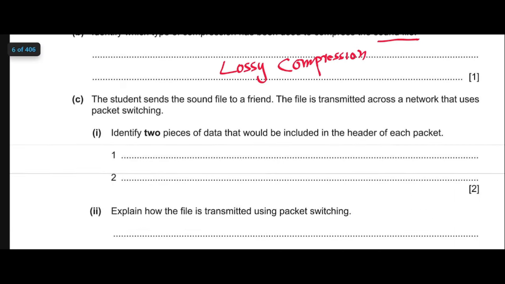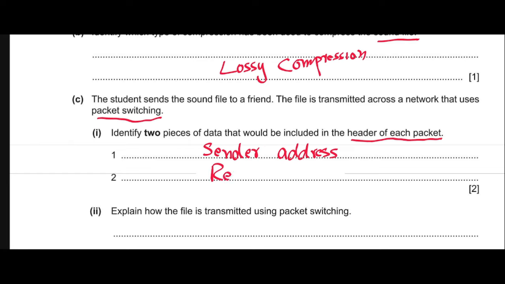Next question is, the student sends the sound file to a friend. The file is transmitted across a network that uses packet switching. Okay, so now we have moved to packet switching. Identify two pieces of data that would be included in the header of each packet. Okay, so in the header, we usually have the sender address and receiver address. So those are the two pieces of information.